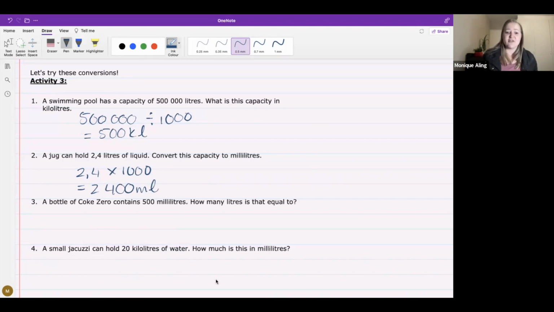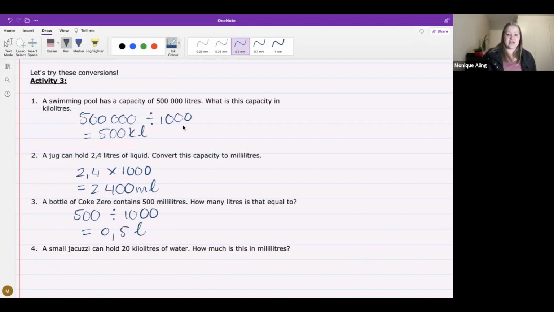A bottle of Coke Zero contains 500 milliliters. How many liters is that equal to? Good. So this time we are going from small to big. Okay, cool. We're all getting the same answer. So we are dividing this time around, which gives you 0,5 liters.